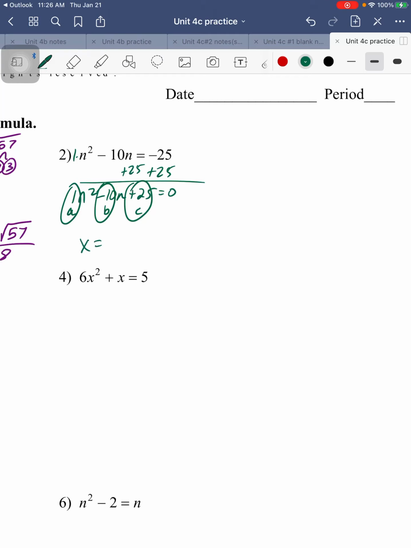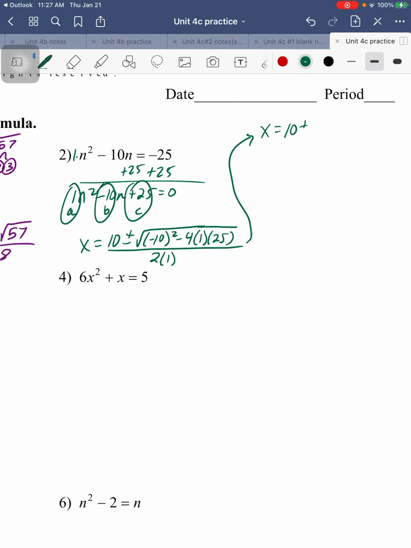So we have x equals the opposite of b, so 10, plus or minus the square root of negative 10 squared minus 4 times a times c. Carry that square root so we know everything underneath the square root, over 2 times a. Go up top here. I'm going to simplify the 10. Negative 10 squared is 100. Negative 4 times 1 times 25 is a negative 100. Okay. 2 times 1 is 2.